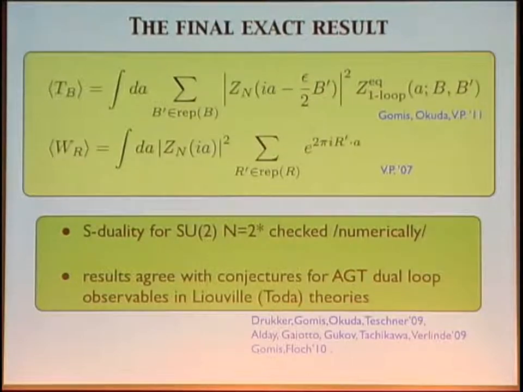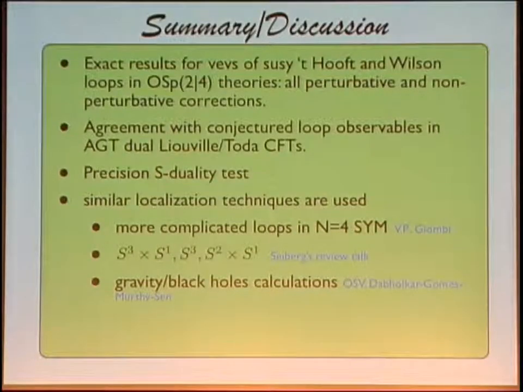So that's it, and here is just a summary and discussion slide. So we've got exact results for vacuum expectation values of Hooft and Wilson loop operators in OSP 2/4 theories with 8 supercharges. These formulas include all perturbative and non-perturbative corrections. They agree with conjecturally dual observables in two-dimensional Toda or Liouville CFTs by AGT duality.